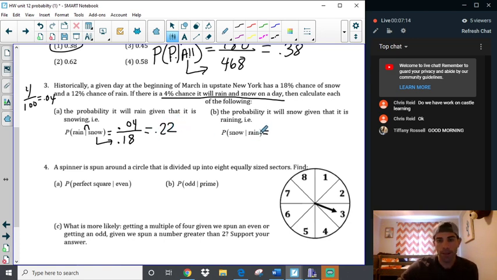Okay, B. So they look almost exactly the same, but this is rain given that we know it's going to be snowing. This is what's the probability it's going to snow given I already know it's raining. Now, the number on top is going to stay the same, 0.04, because that's your intersection. But your denominator is what's changing because that's what we know. We know the rain. And then where does it say? The chance of rain was 12%, so that's 0.12. And then 0.04 over the 0.12 is going to be 0.33.